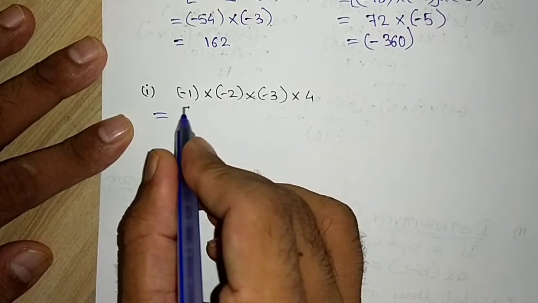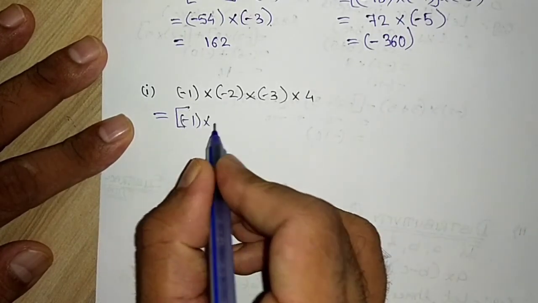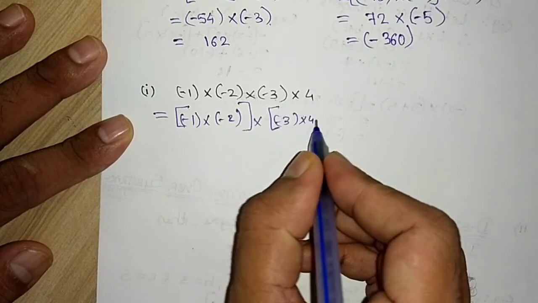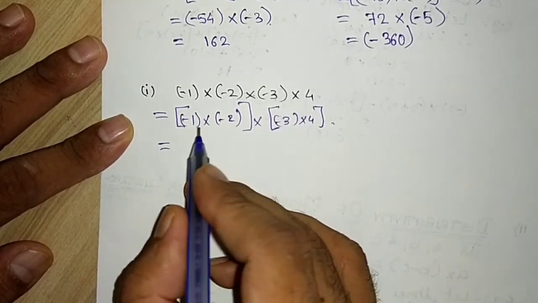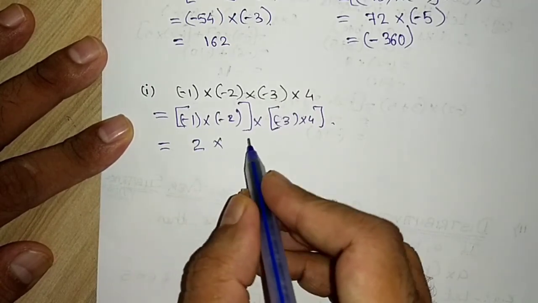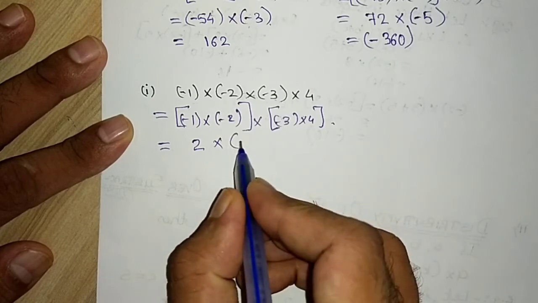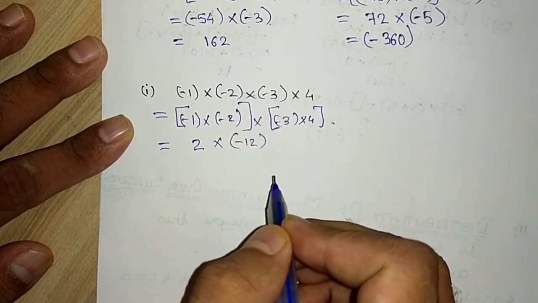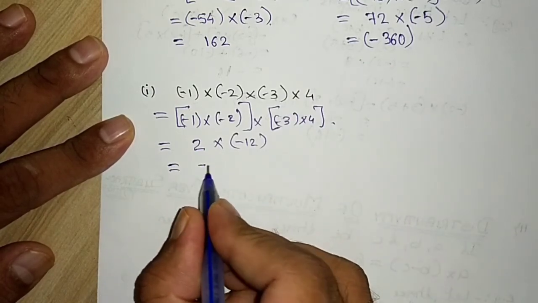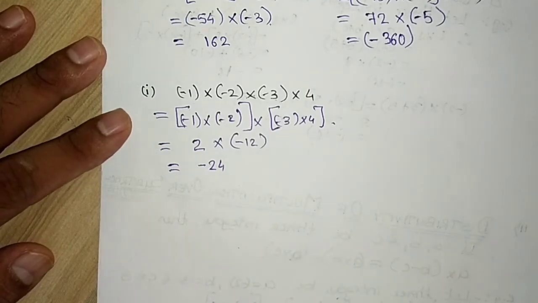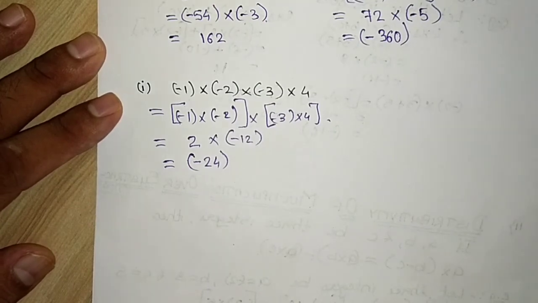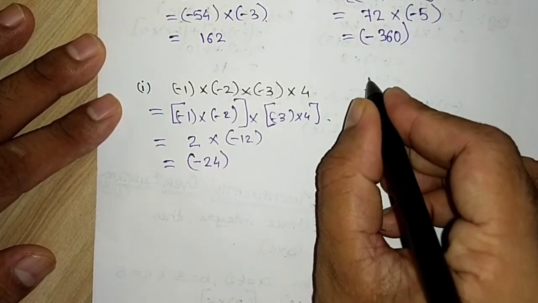So I am doing in group -1 into -2 multiply by -3 into 4. Minus and minus, since they are 2 numbers, it will become plus, and 2 ones are 2. Multiply by 3 4s are 12, and since it is one negative number in this group, I have written -12. And 12 2s are, you know very well, it is 24. So your answer will be -24.